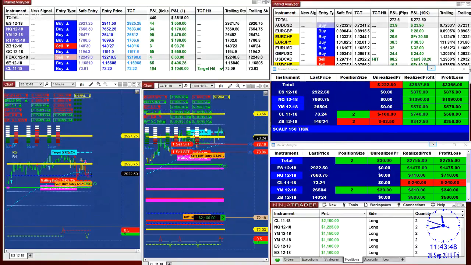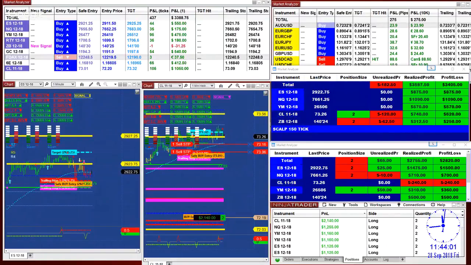Sure, Danielle, we can do that. No big deal. We are 437 ticks into the profit, and this is based on the last entry signal. And let me see. We're going to hang around.